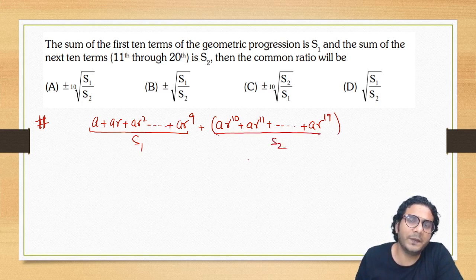Can you notice something? r raised to 10 is common in this. So if you take r raised to 10 common, S2 is equal to r raised to 10 times, what is this going to be?